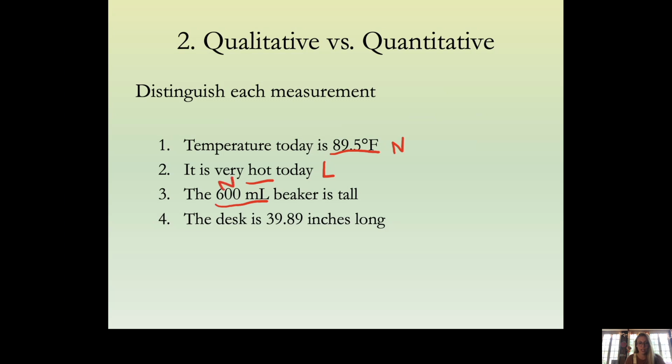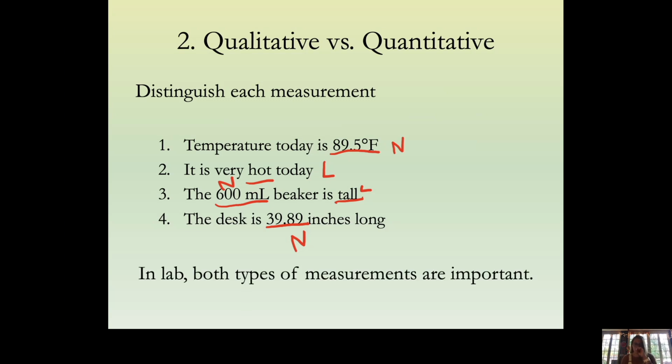And then this one is tricky because it has two. Quantitative, 600 milliliters, and tall is qualitative. And then the last one is a number, so it's quantitative. Long just tells me the direction. It's just the length.